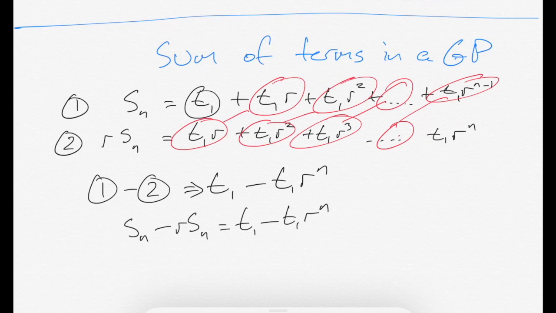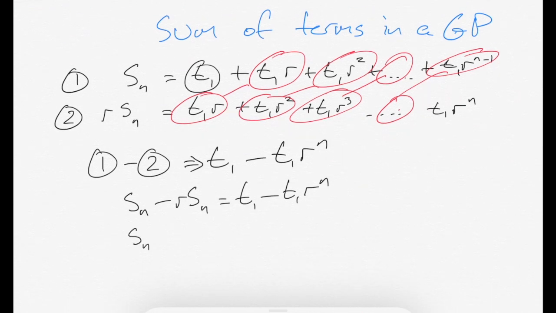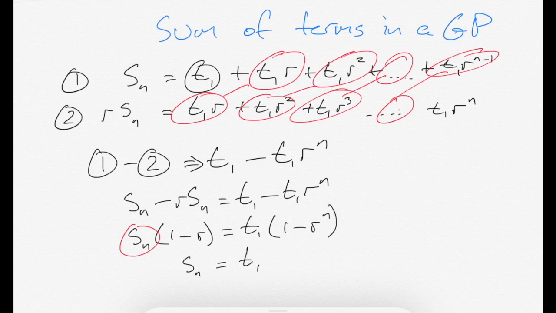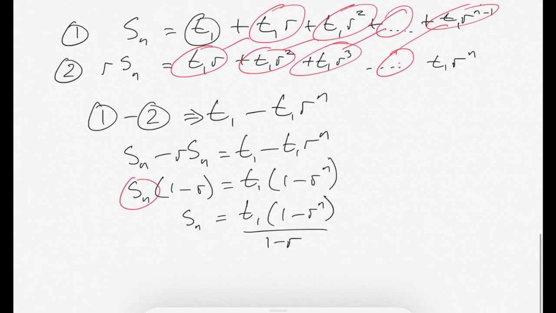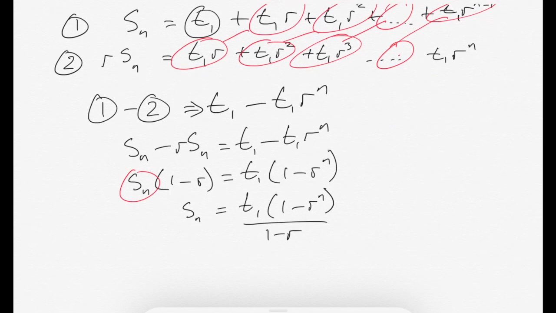Let's take out the sum of n terms as a common factor, and I get 1 minus r, is equal to, and let's take out t1 as a common factor, and I get 1 minus r to the n. Remember, I'm trying to isolate the sum to n terms, so let's divide both sides by 1 minus r, and I get the sum to n terms is equal to t1 lots of 1 minus r to the n, all over 1 minus r. Now, that's a formula that works.